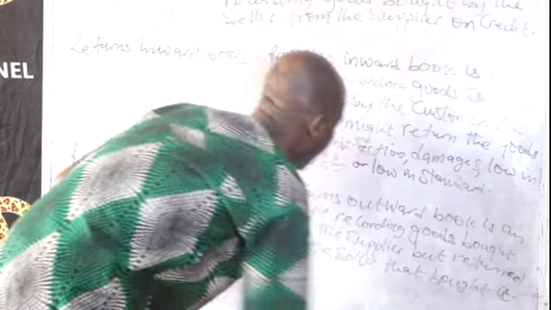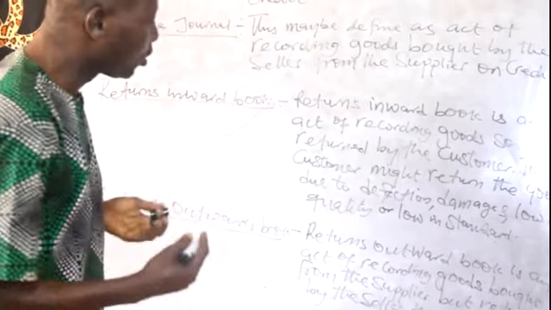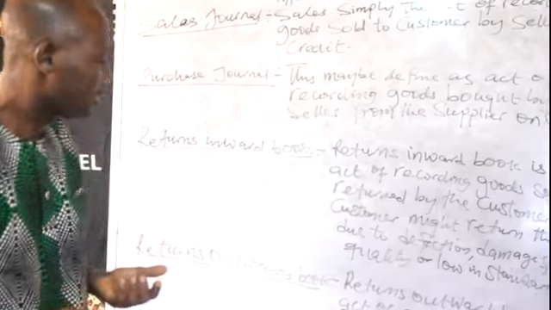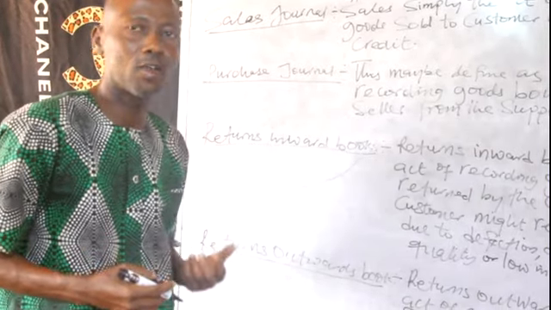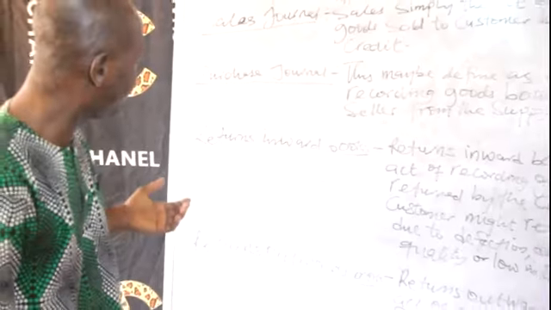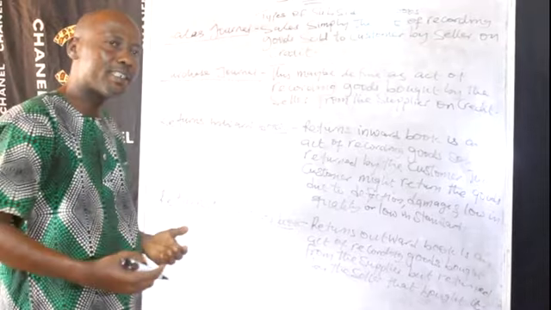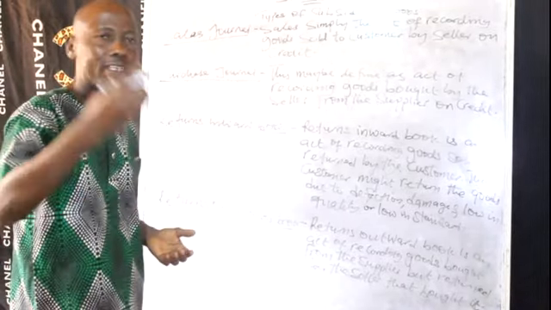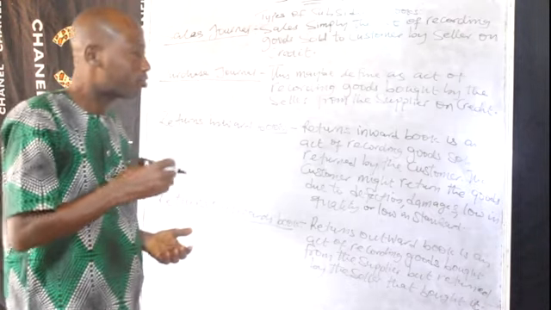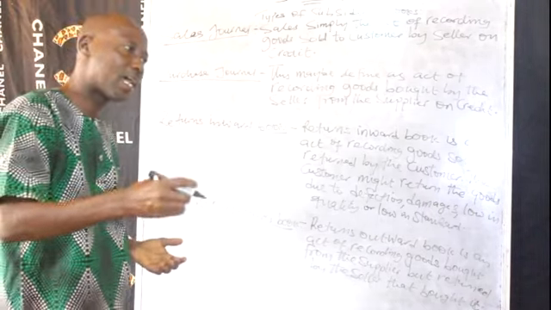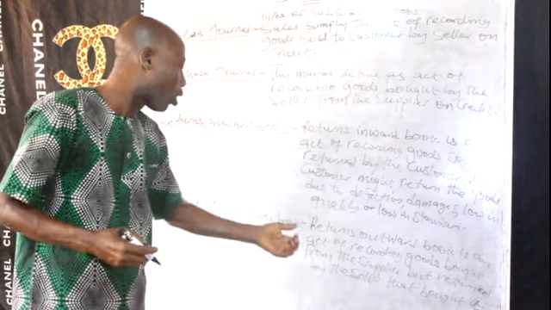That is, when the goods are also of low quality, that does not meet the standard, or are defective or damaged, the seller that bought them from the supplier will immediately return them, and the money will be given back to the seller. Such a transaction between the seller and the supplier will be recorded in what? Returns outward book.